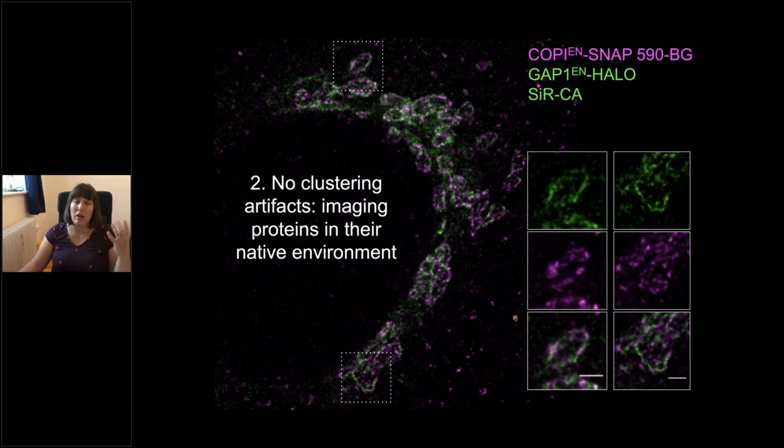Instead, if you do live Cell STED, you're really imaging your protein in its native environment. So you avoid clustering artifacts, and you also avoid the loss of resolution that is due to using a primary antibody and then a secondary antibody.